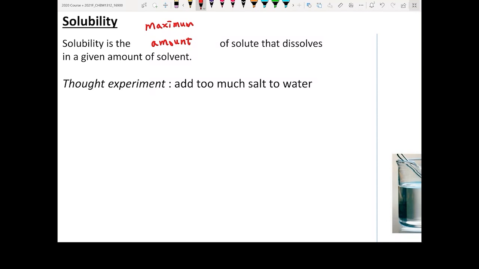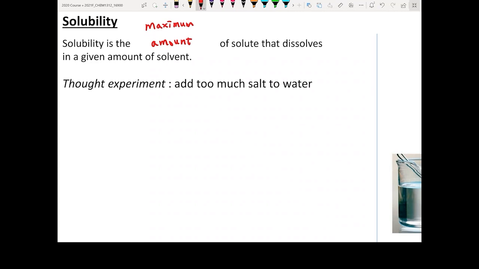Once I throw it in, I'm going to stir. If it becomes transparent, I know I haven't reached my maximum. I can keep throwing and keep stirring. And at some point, I will find that no matter how hard I stir the solution, I will always see some precipitation at the bottom of my beaker.